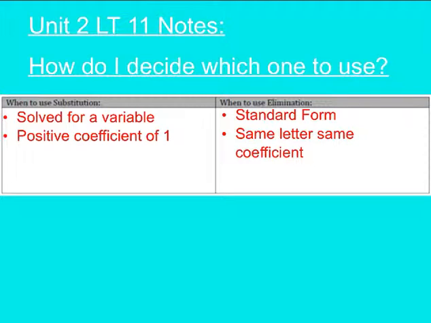So when to use substitution? It's good if it's solved for a variable or there's a positive coefficient of 1 because that makes it easy to solve for another variable. When to use elimination? If it's in standard form especially, and if there's the same letter with the same coefficient and maybe it already has an opposite sign or all you have to do is make an opposite sign.